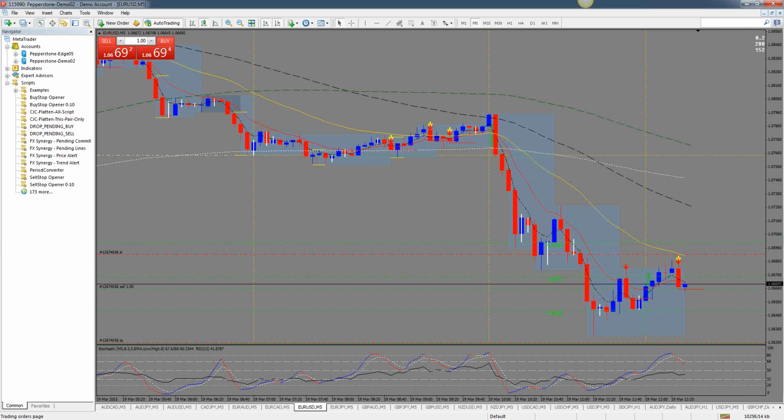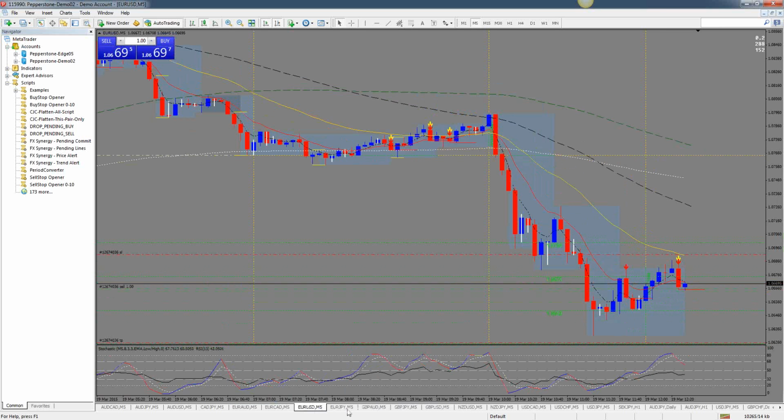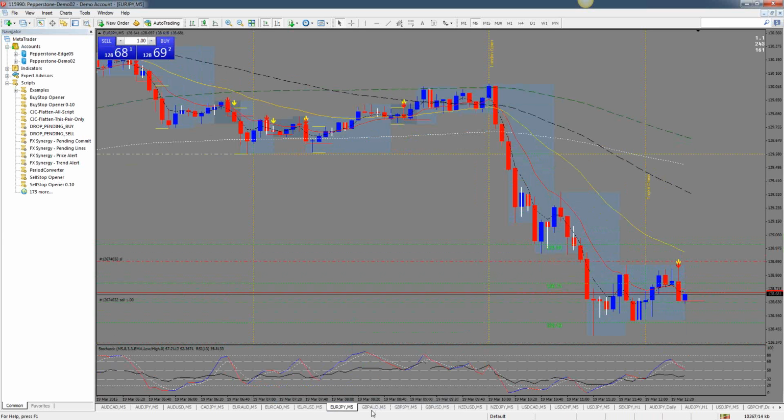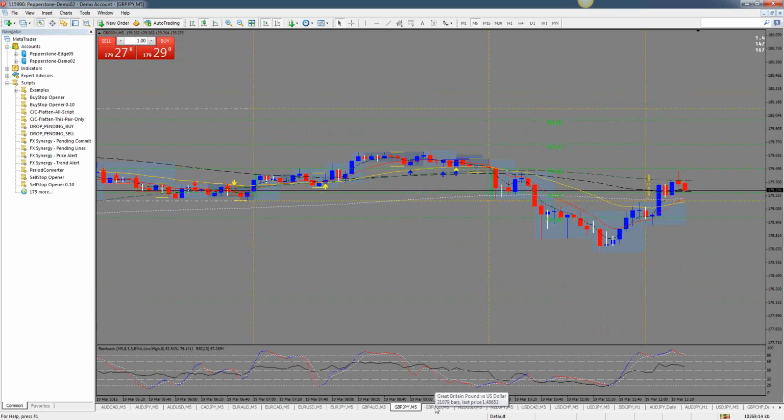Did you take that euro dollar short? I did. Did you? No, I'm not in it yet. It just barely broke. Yeah, it popped it and then it bounced back up a little bit.